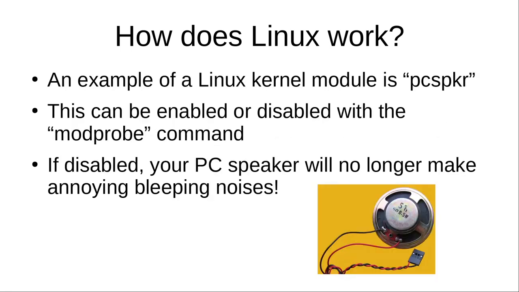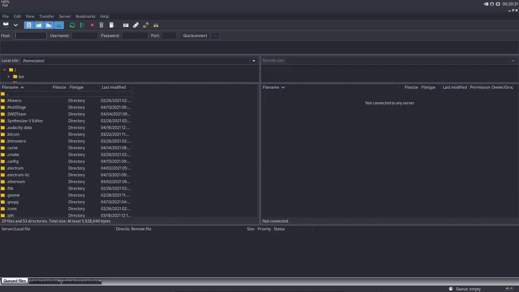An example of a Linux kernel module is PC Speaker. This can be enabled or disabled with the modprobe command. If disabled, your PC speaker will no longer make annoying bleeping noises. So I have a practical example for this kernel module. I have a software over here called FileZilla, and every time you try to press backspace in any FileZilla entry, like the host, as you can hear, it makes a PC speaker noise.